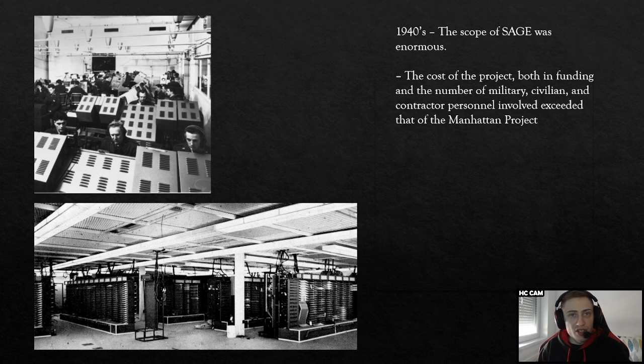The scope of the SAGE Air Defense System, as it evolved from its inception to its full deployment, was enormous. The cost of the project, both in funding and the number of military, civilian, and contractor personnel involved, exceeded that of the Manhattan Project. Now, this is one of the reasons that Agile appeared in the 1990s. The waterfall model and those monolithic projects' costs were enormous.